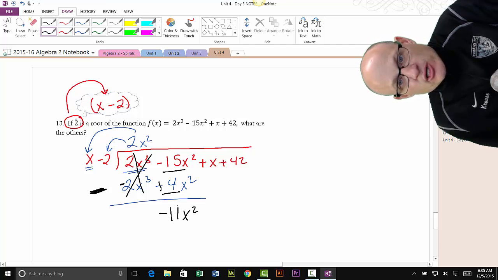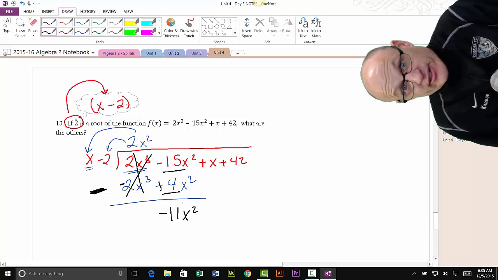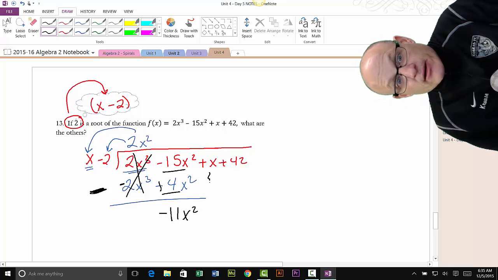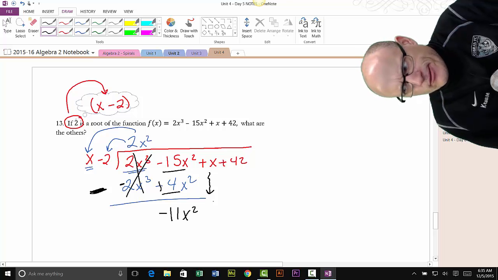How many of you are going to need a calculator to do that? I'll bet I have a lot of you that need a calculator to do that. Sort of embarrassing, but that's okay. Get it right. That's all I care about. Well, no, I care that you learn math too.